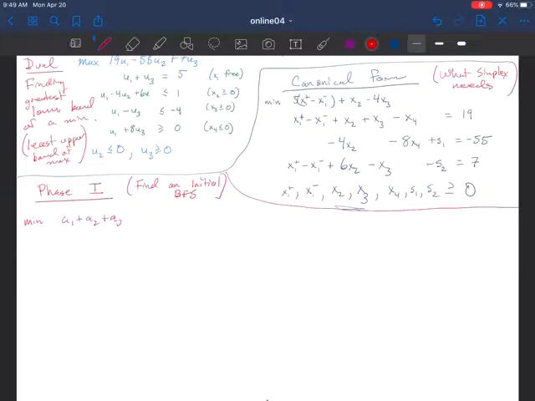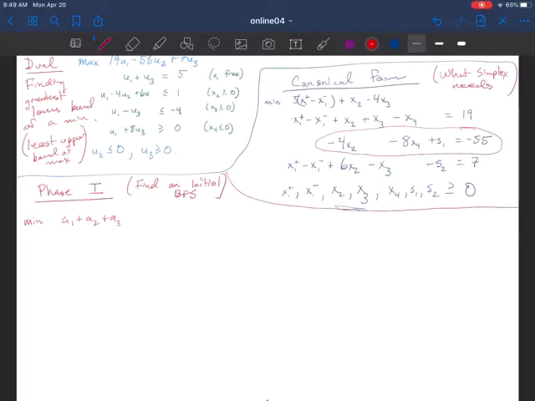So I see three constraints. I know I need three artificial variables, A1 plus A2 plus A3, and they're artificial, so I'm going to need to try to get rid of them. If I can, then it will mean the canonical form, the original LP, are feasible if this objective is 0 at optimality.